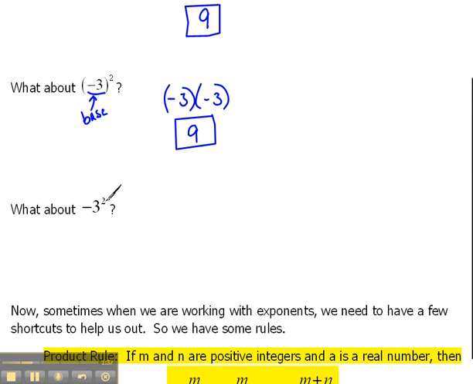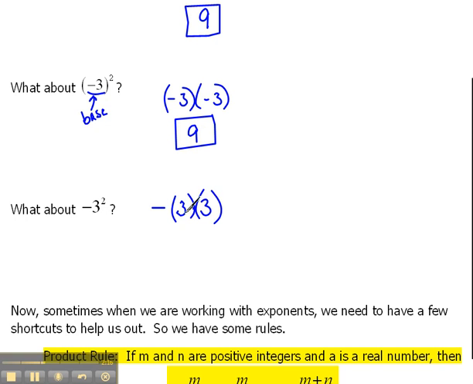Now that is completely different than this problem here. The square is only affecting the 3, and that's all. Order of operations says you have to do the squaring before you can do subtraction, or the negative, the opposite of. So this literally means the opposite of 3 times 3. Only the 3 is being multiplied to itself. You could even, if that looks a little bit better to you, put both of the 3's in parentheses. That's literally what it means.